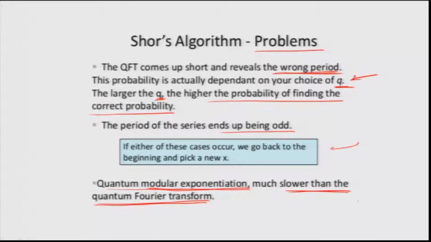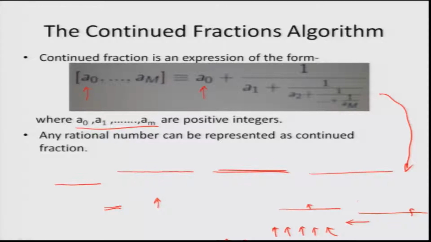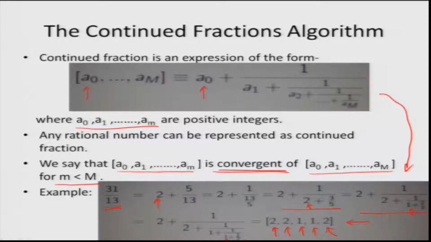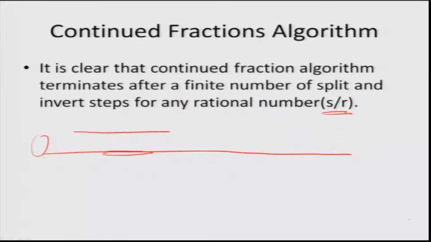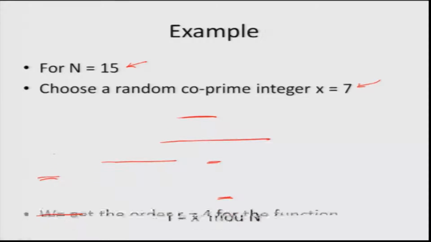Now, in order to get to that period of 4, we showed you an example of how the continued fraction principle works. We took any two numbers and showed that you can write them down in these forms, and similarly if you do that for the case that we are looking at, for any rational number there is a unique value. So what we will be finding is S over R, where S over R will be unique. The R will be the order of the function we are trying to find, and that is what we found.